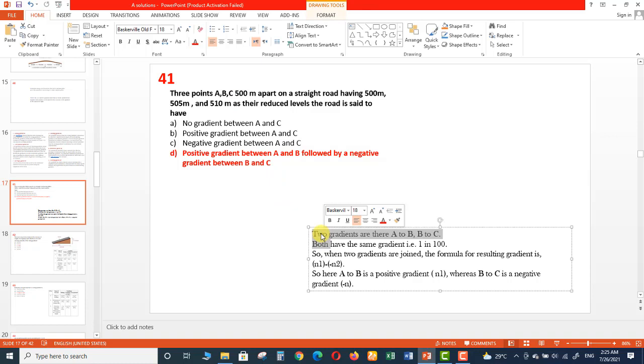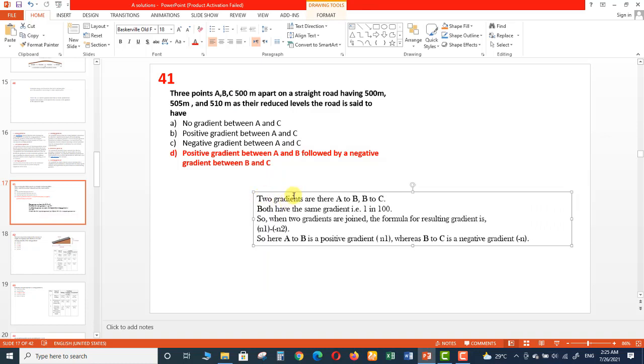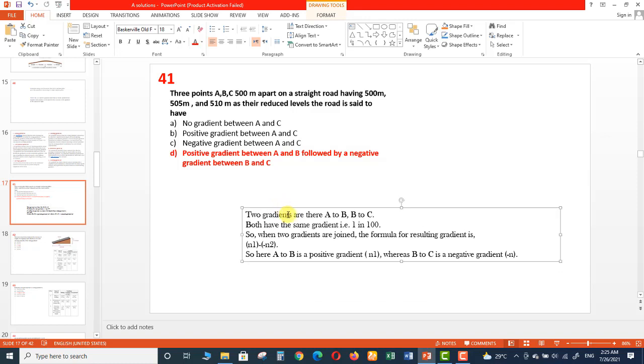So let's see, if we look into this, there are two gradients, right? They have given us two gradients. From A to B there is one gradient, and from B to C there is the second gradient. So both lines have the same gradient, which is 1 in 100.